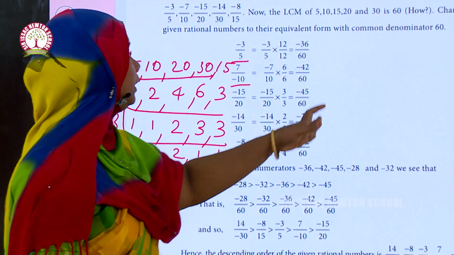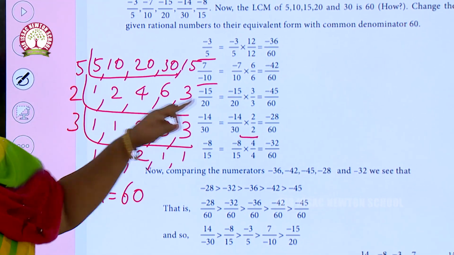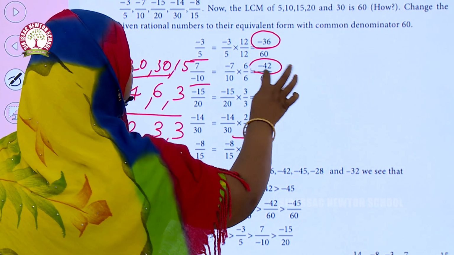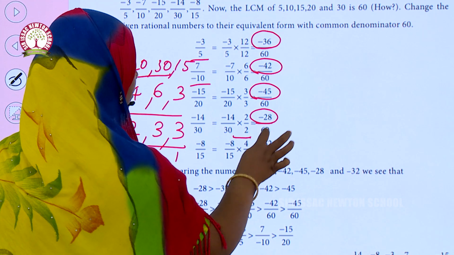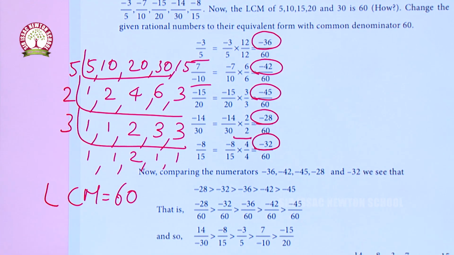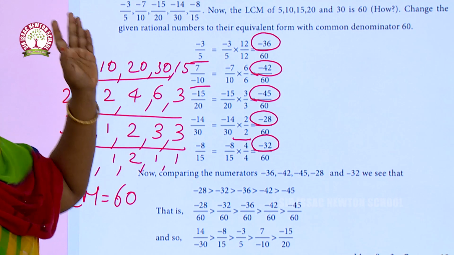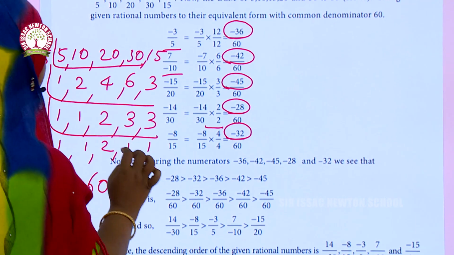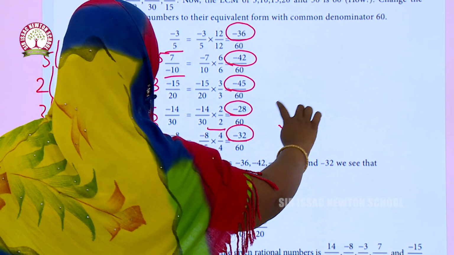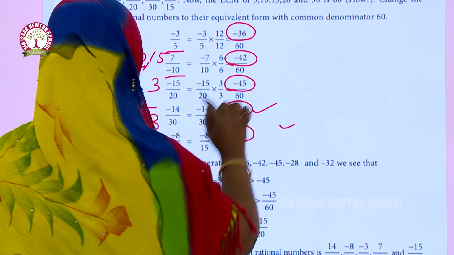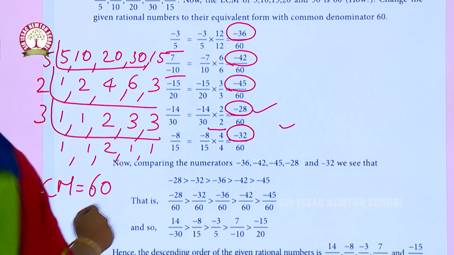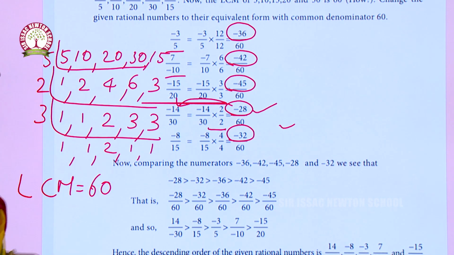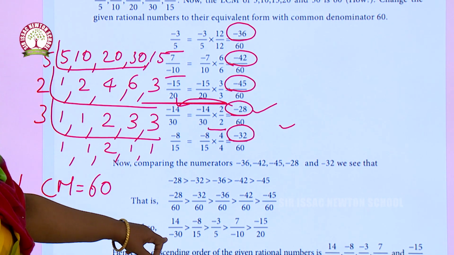Now look at all these numbers which have the same denominator. Now compare the numerator values. Arrange in descending order, that is from bigger number to the smaller number. See here, which is greater? The first greater number is minus 28, is it not? What is the respective number given? Minus 14 by 30. So write minus 14 by 30 first.